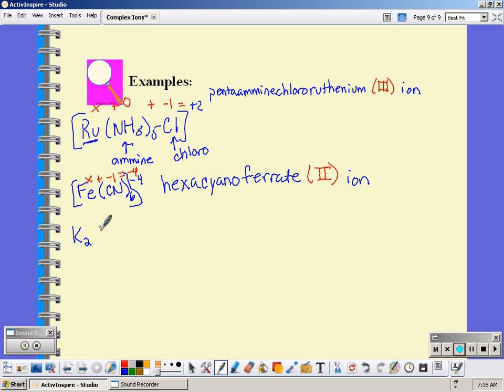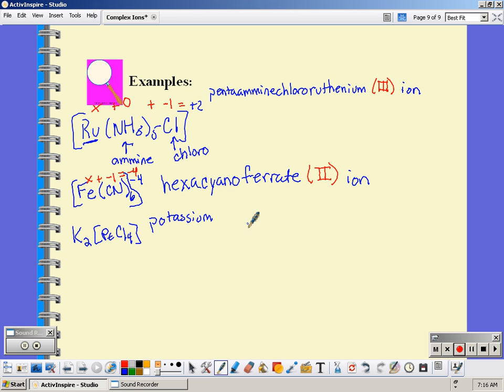K2PtCl4. So here I have my brackets, and I have something on the outside of the brackets, and there's no charge. So I know that this is a neutral compound. So I'm going to name the cation first. The first thing doesn't have the brackets around it. The first one's always your cation. So K is potassium. So I'm going to say potassium as my first word. And then the complex ion is going to be my anion, so that's going to be my second word.